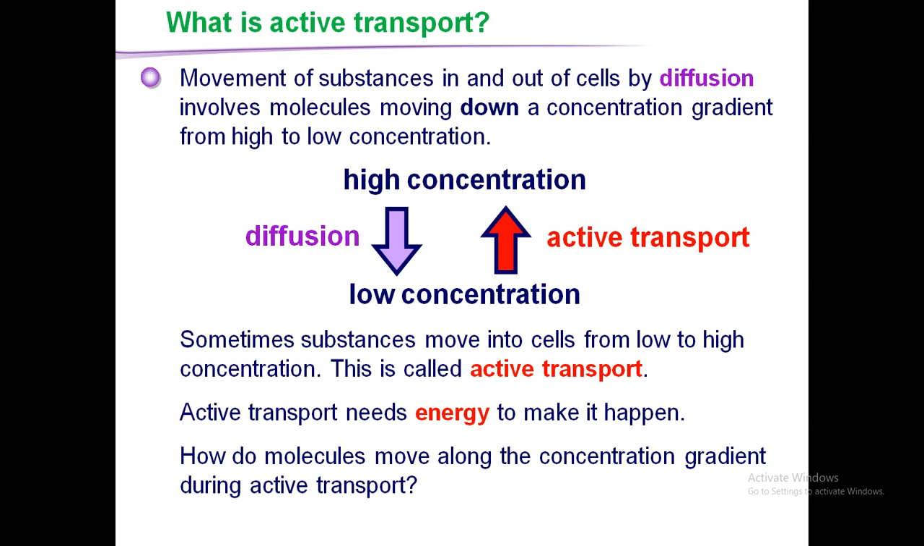But if our cells, if our body uses some energy, then these molecules can be brought inside the cells or can be brought outside of the cell, depending upon the concentration gradient. But here we have the movement of molecules from low concentration to high concentration area. How do molecules move along the concentration gradient during active transport?